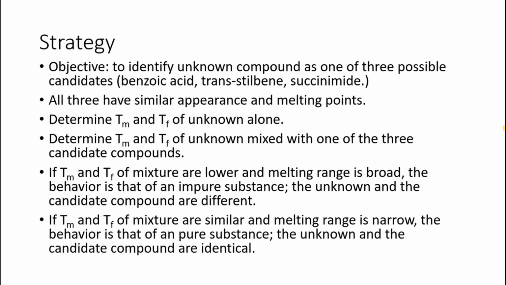If, on the other hand, the melting point and freezing points of the mixture are similar to the unknown by itself, and the melting range is narrow, then the mixture is behaving as if it were a pure substance, which means that the unknown and the candidate compound are identical. And this is how we can identify which of the three compounds was our unknown.